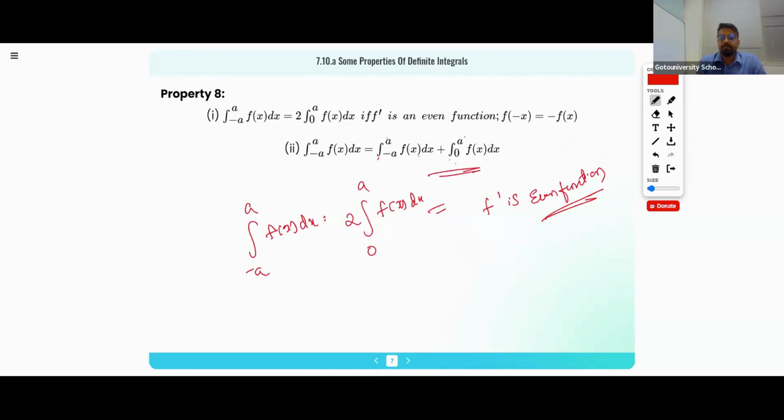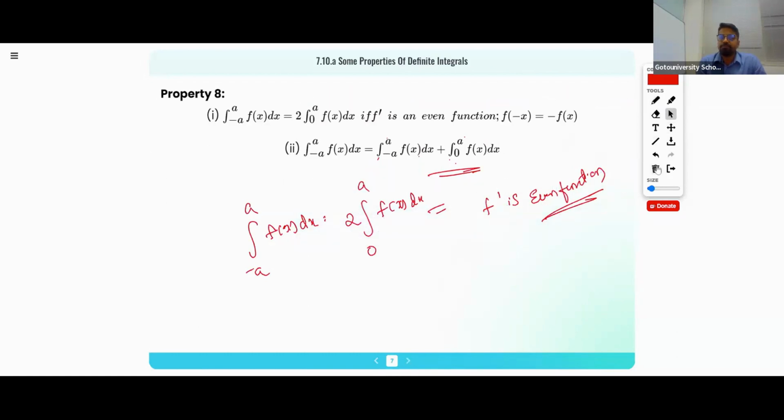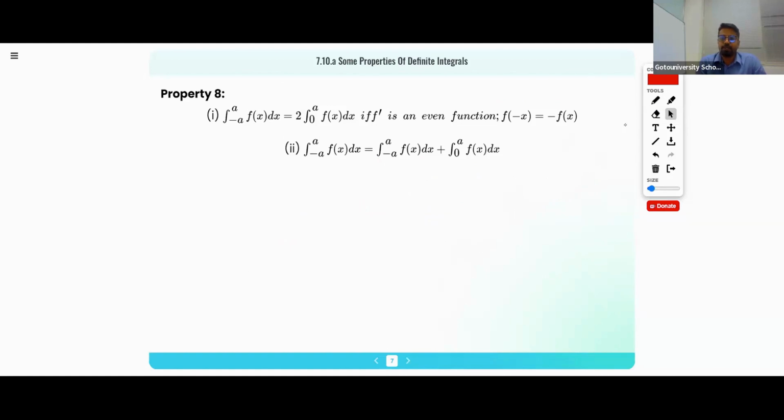In that case, what is an even function? That's the next question. An even function is nothing but a function where, after substituting the negative value, the function does not change. f of minus x is still f of x. Such a function is called an even function. So please go through all these theorems in your textbook.